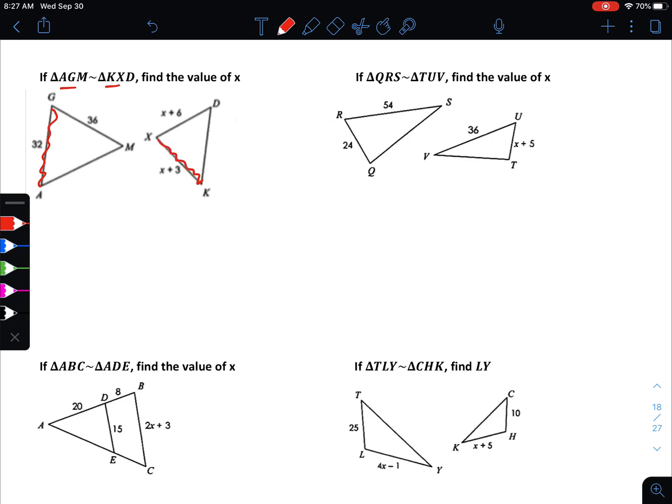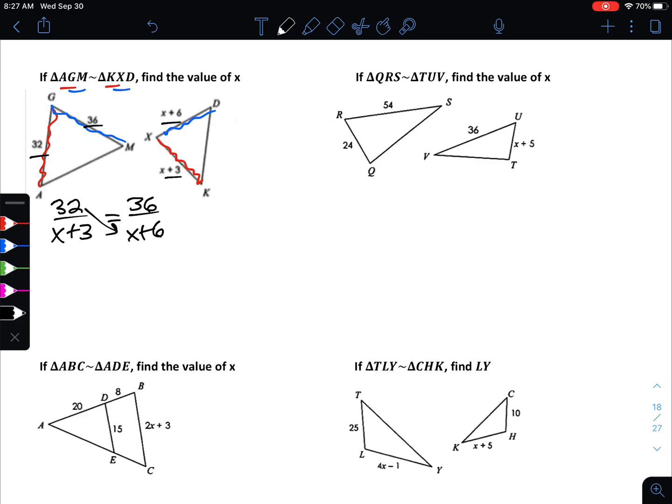So hey, we've already got a match. Next, we're going to use GM similar to XD. So GM, XD, and we've actually got another match. All right, so let's match up our sides. 32 matched up with X plus 3 is equal to 36 matched up with X plus 6.